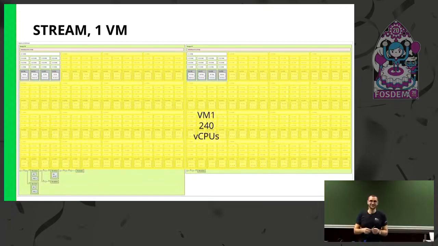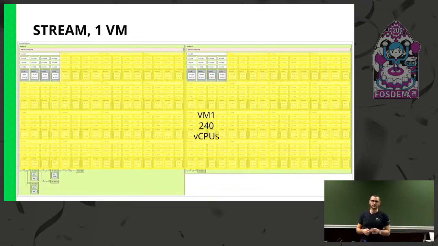It's a related question. You kind of hinted that if you had a big VM and it needed to cross something, there was an advantage to staying within the CCD as opposed to going outside the CCD.